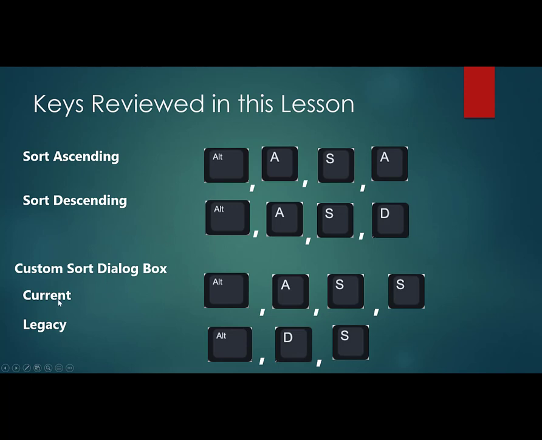Alt-ASD is going to sort descending, and then you can use the dialog box by doing Alt-ASS, and that's how you do a custom sort. It's easy to remember. Then there's the old way. Alt-DS is one key shorter, but does the same thing as the current command. So you got a bunch of options here, and we're going to go over these options.